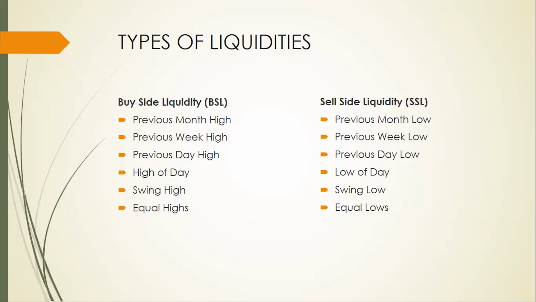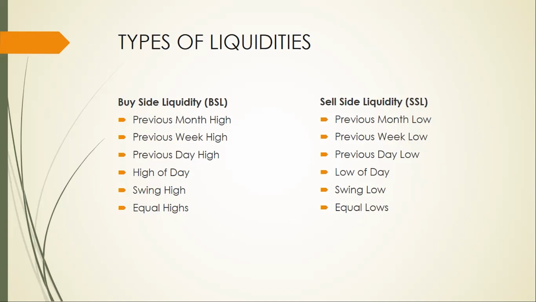The buy-side liquidity is always originated by the stop losses of sell orders. And after the buy-side liquidity is taken, the market reverses to the downside because banks use the buy-side liquidity to place sell orders in the market. So when the market takes out a previous monthly high, or a previous weekly high, a previous day high, the high of the day, a swing high, or equal highs, the market will sell, all right? The market will sell.